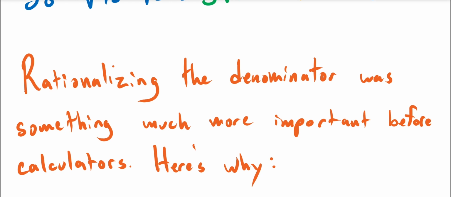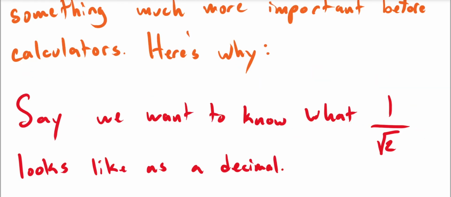Rationalizing the denominator is something else. It was a much more important problem back in the day before computers and calculators, but it's still going to be an important problem for us now. Let's first discuss why it was an important problem, because I think this is pretty interesting. As far as I can tell, it has to do with what would happen if we wanted to get something like, what is 1 divided by the square root of 2 as a decimal?